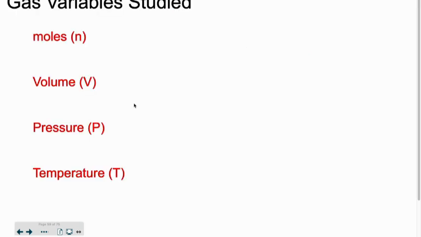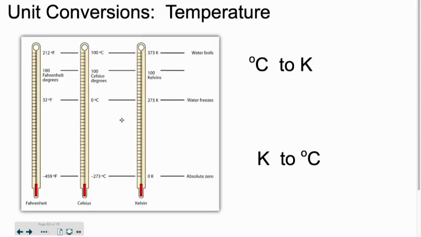Typically, when we study gases, we study the four following variables. We study the moles of gas. We study the volume of gas, which is measured in decimeters cubed or in liters. We study the pressure of gas, which is how often gas particles hit the sides or the walls of a container. And then lastly, we study the temperature, which is measured in kelvins. You will notice that our gas laws that we will study will be comparing or studying the relationships between two or three of these variables.